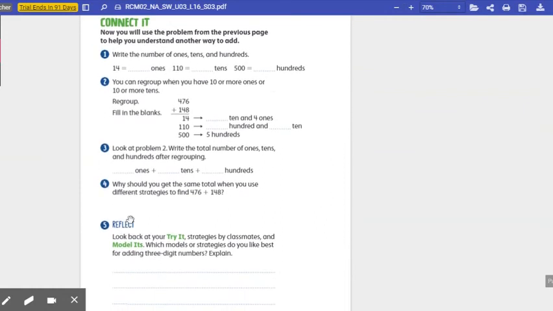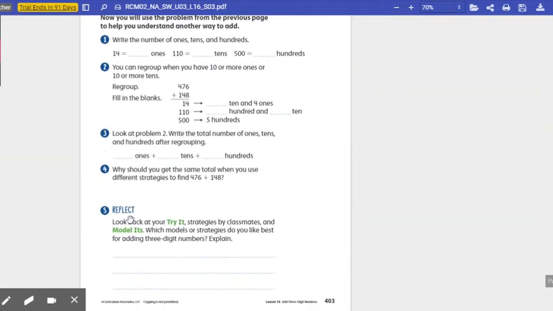All right, so let's go ahead now, and we're going to look at page 403. So number 1 says write the number of ones, tens, and hundreds. So in the number 14, how many ones are there? Yes, there are 14 ones.